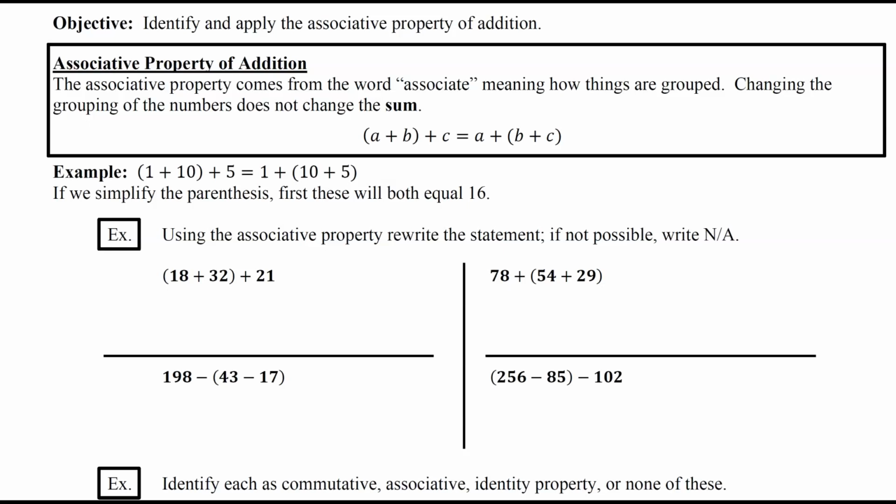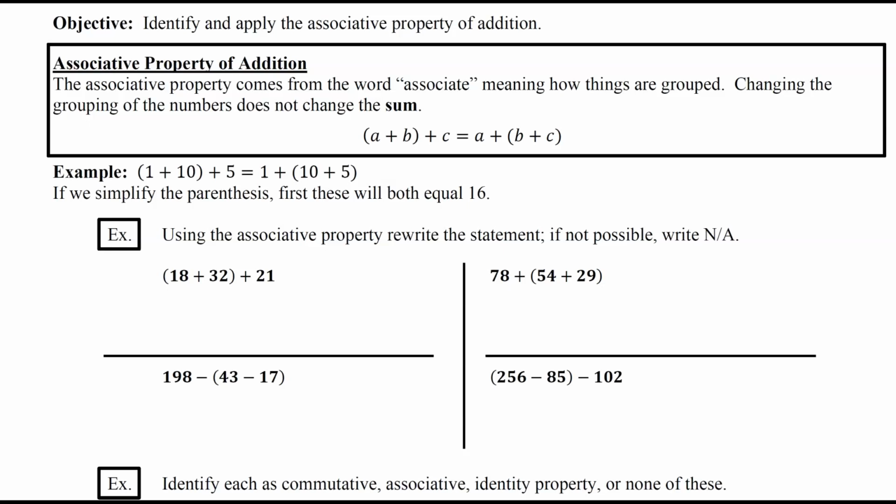It says the quantity, so I'm going to denote the parentheses with the word quantity. The quantity A plus B plus C, so the A and B are grouped on the left hand side, equals A plus the quantity B plus C. Okay, so what that says is, we have this example here, the quantity 1 plus 10 and then plus 5 equals 1 plus the quantity 10 plus 5.